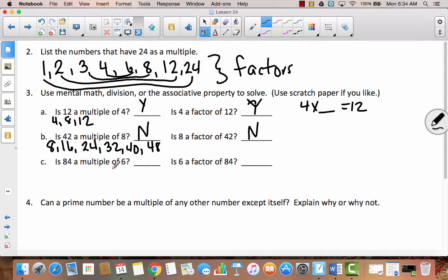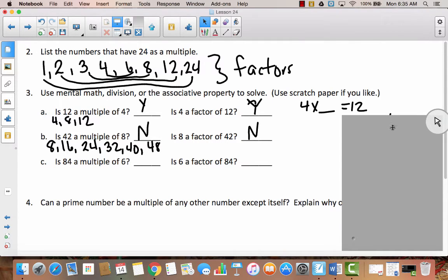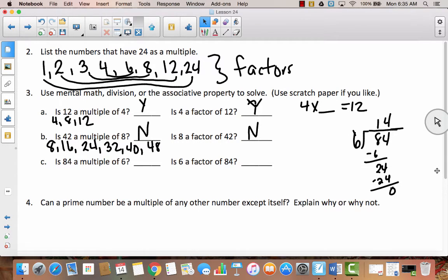So is 84 a multiple of 6? So we could count by 6s to 84, but it might be faster just to divide. So let's go ahead and take 84 and divide it by 6. Go ahead and pause the video and see if you get a remainder when you take 84 and divide it by 6, and let's see what you get. Okay, so when I divided 84 by 6, this is what I got. I got 14 with the remainder of 0. So is 84 a multiple of 6? Well, the answer is yes. So if I counted by 6s far enough, I would say 84.